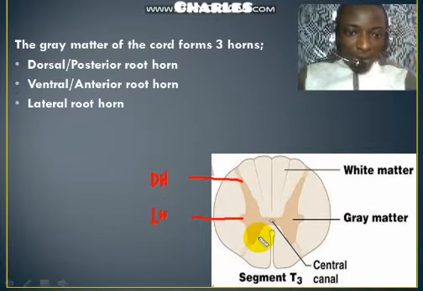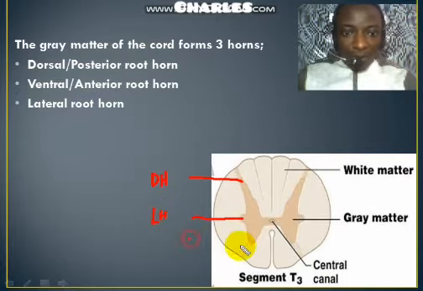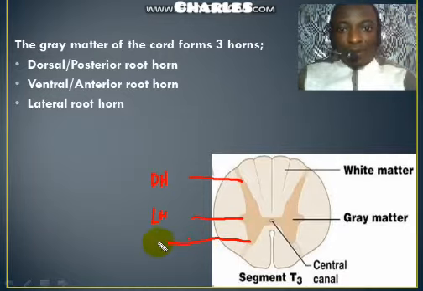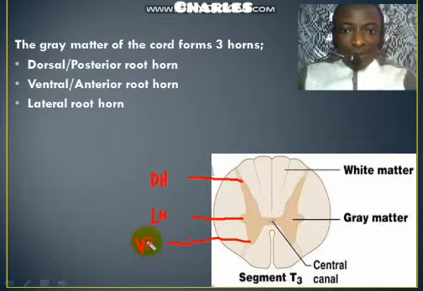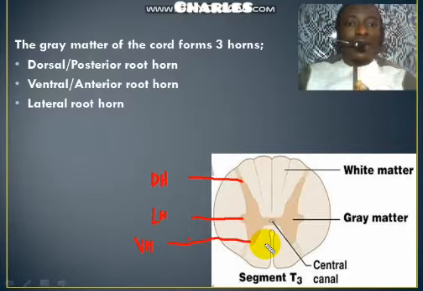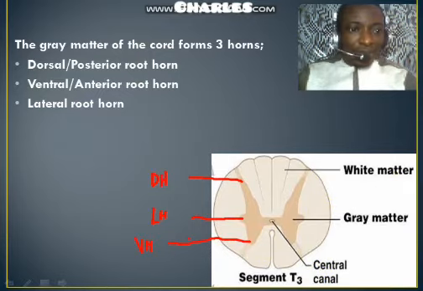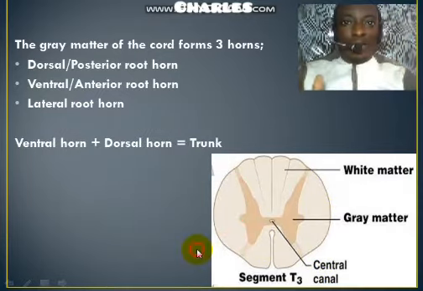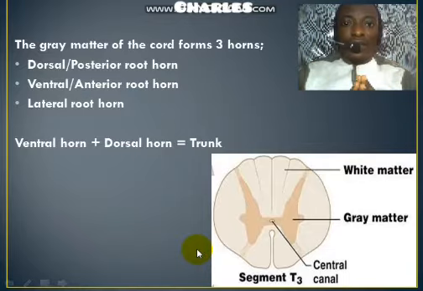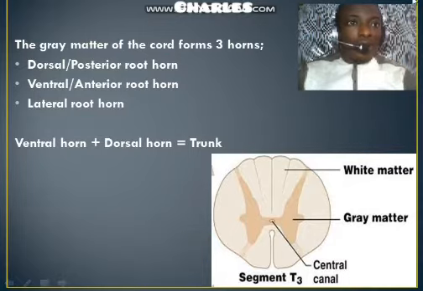Whereas this part of the spinal cord represents the ventral or the anterior horn of the spinal cord. These are the three main horns of the spinal cord. All right, fantastic. Now, the ventral and dorsal root horn anastomose or unite to form what is known as the trunk.